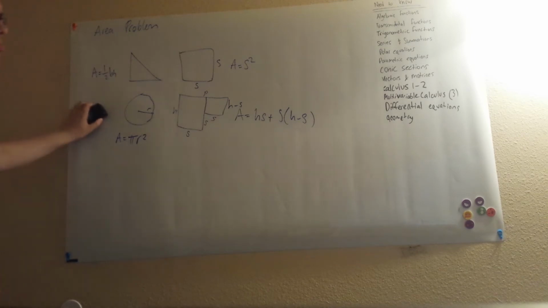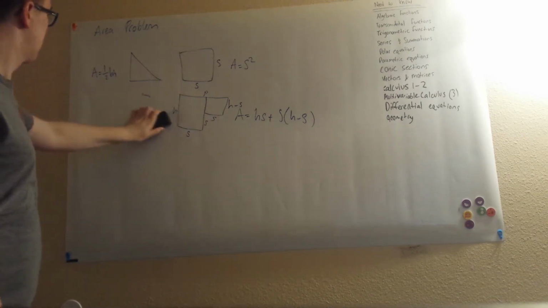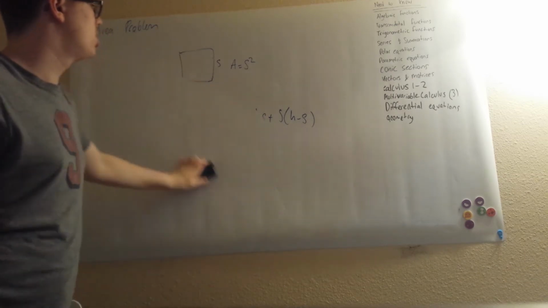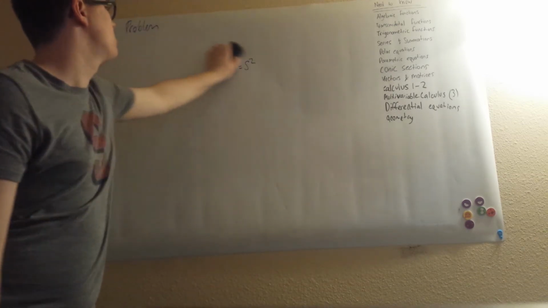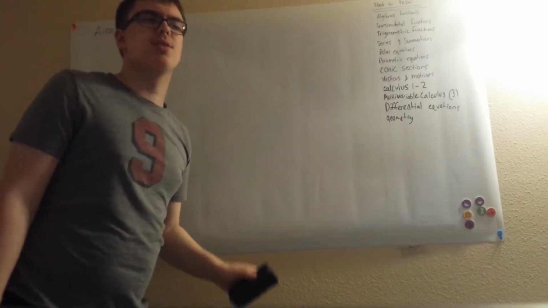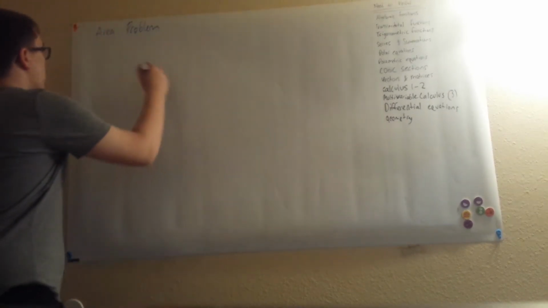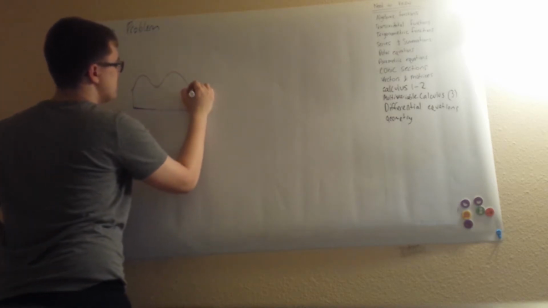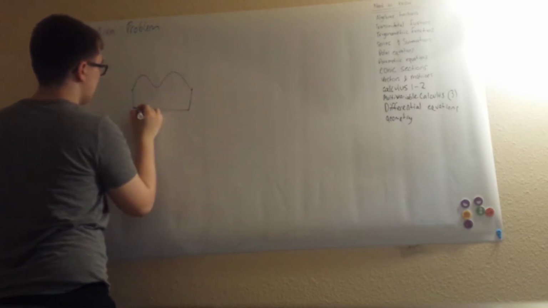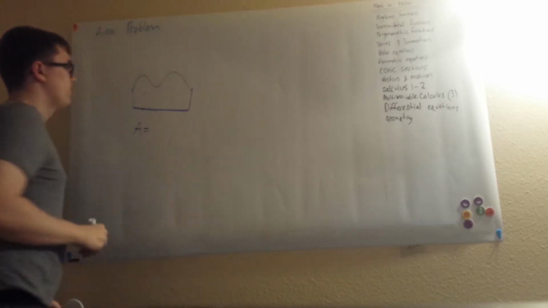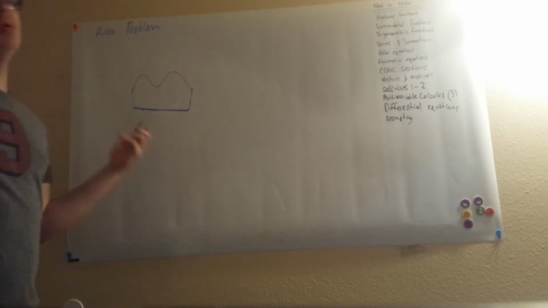But these are all geometric shapes, right? These are all geometric shapes. But what if we had to find this area? What would be the area formula? What would it be?